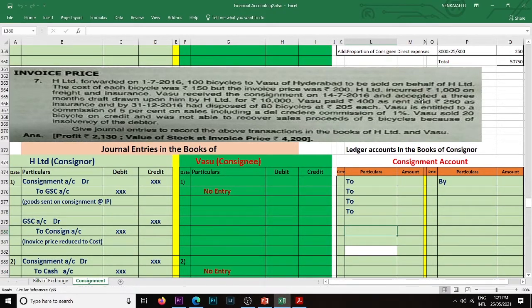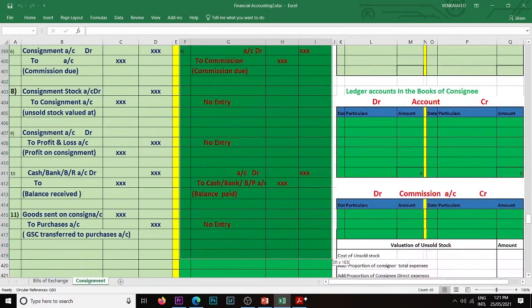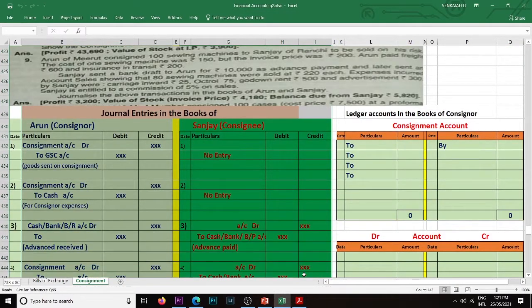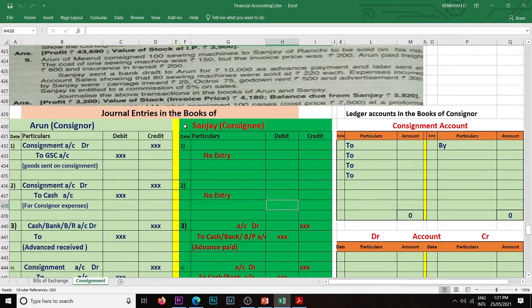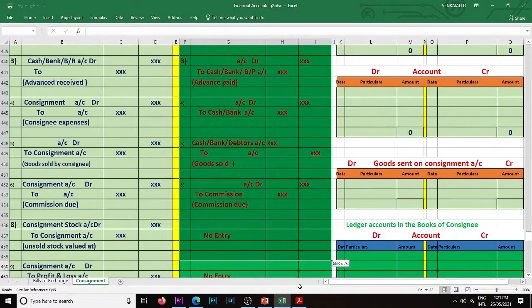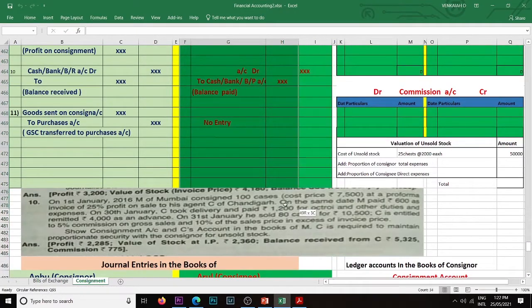H Limited forwarded on 7/2006 100 bicycles to Vasu of Hyderabad to be sold on behalf of H Limited. So H Limited is the consignor and Vasu is the consignee. I will make the consignee white color.